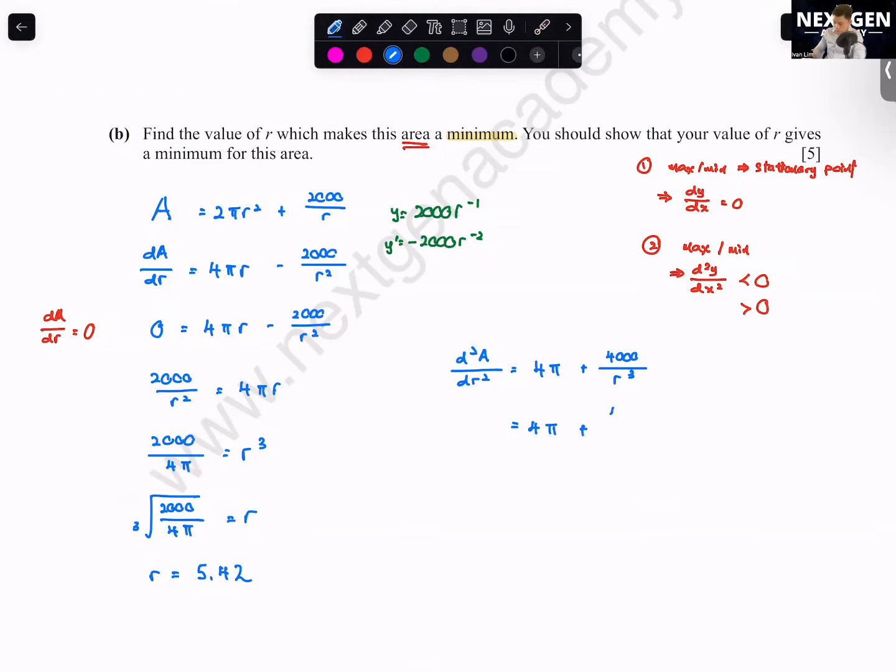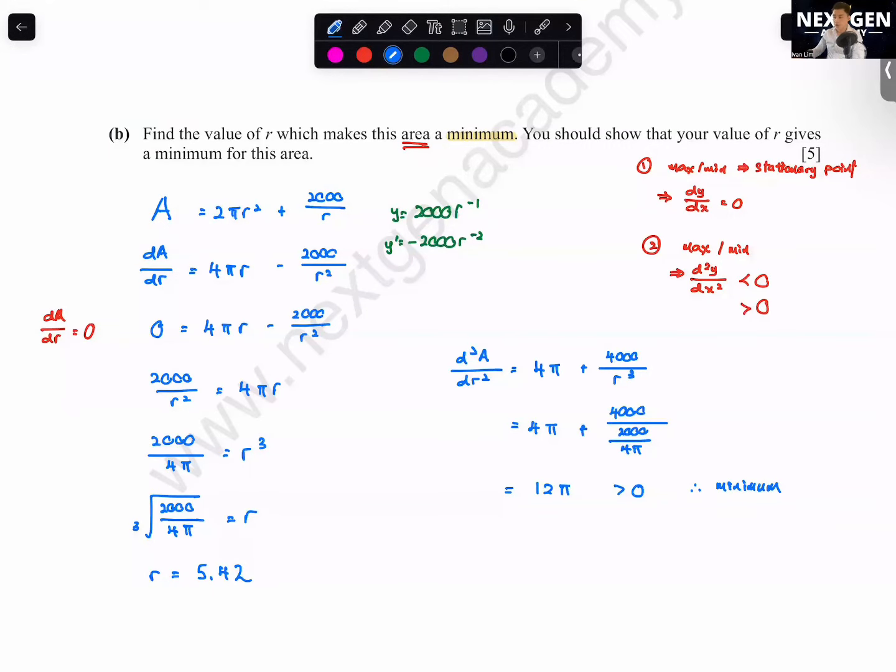What I will do is substitute in this value here so I can use the exact value, 2000 over 4 pi, but essentially it's 5.42 cubed. Go and calculate this whole thing. You will get 4 pi plus 8 pi, which equals 12 pi. 12 pi is more than zero, therefore, minimum.